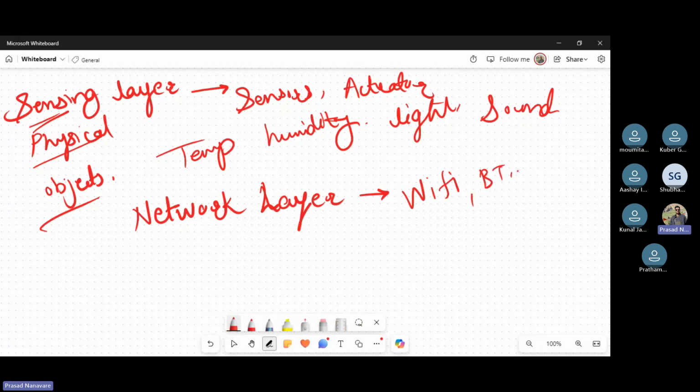So Wi-Fi, maybe Bluetooth, maybe Zigbee, like that, just to establish connectivity. It could be, not always, a cellular network also, like 4G, nowadays 5G. Additionally, it may include gateways and routers.